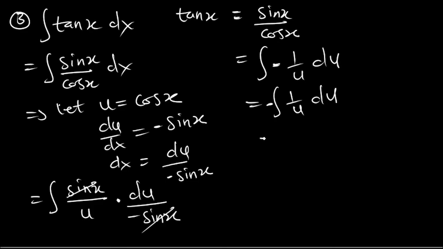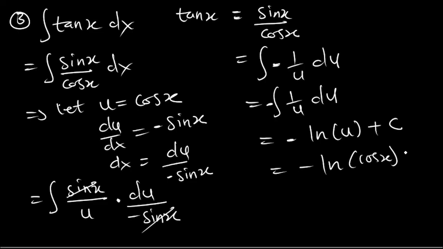I know the integral of 1 over u is ln of u, so we have negative ln of u plus c. And u is cos x, so negative ln of cos x plus c. You can further see that negative ln of cos x is positive ln of sec x plus c. You can leave your answer this way and you are correct.